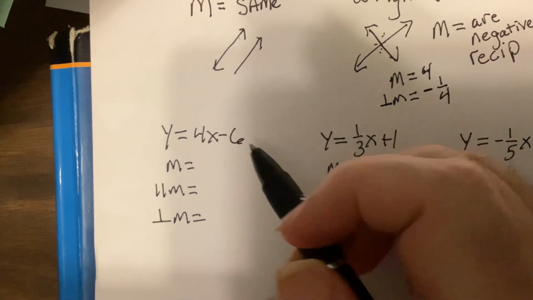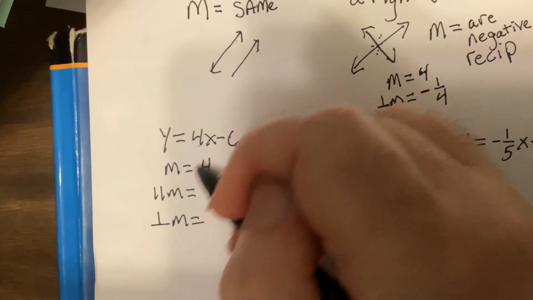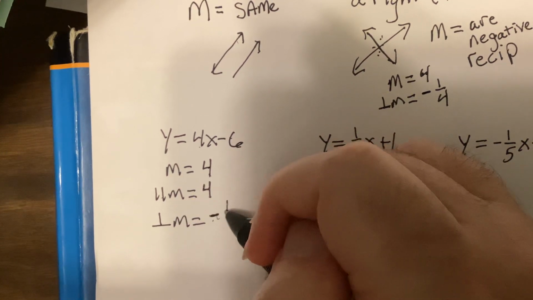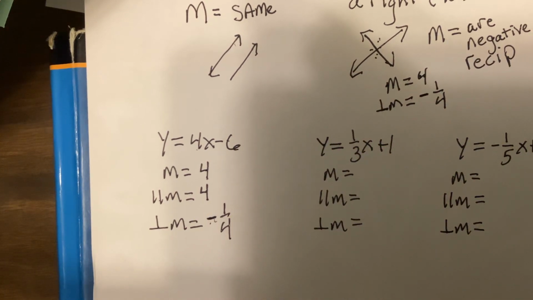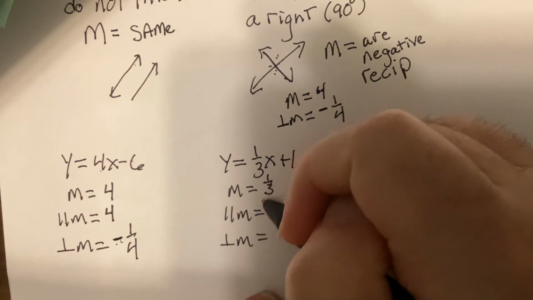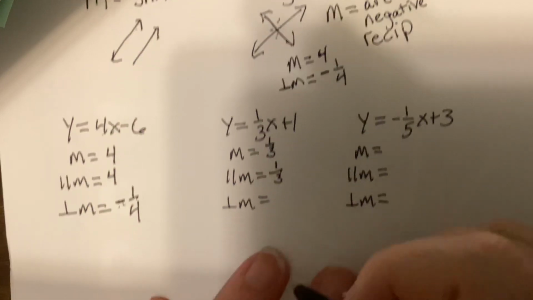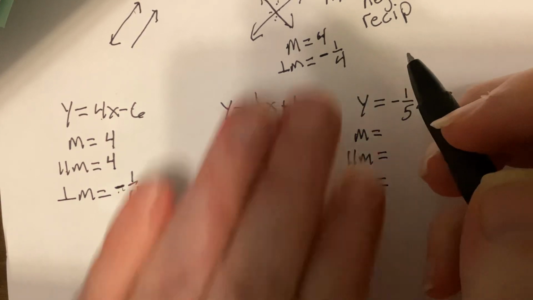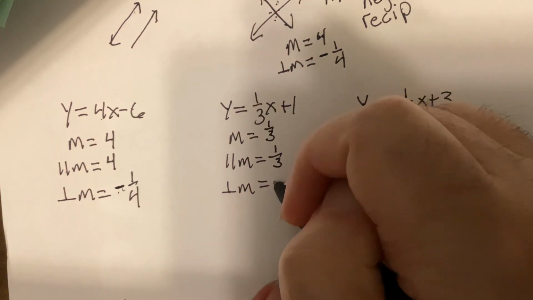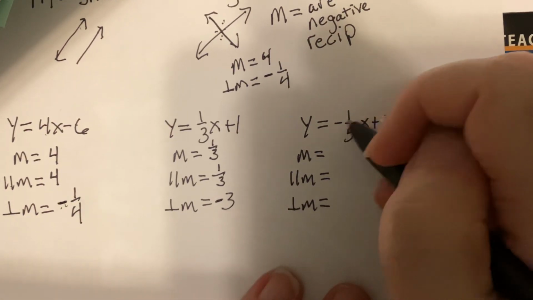So let's look at a problem. What's the slope? 4. So slope would be 4 of this line. The parallel slope would be 4. The perpendicular would be a negative reciprocal. Okay, slope 1/3. So the parallel slope would be 1/3. Then the perpendicular, opposite, flip. Opposite, flip. So this would be -3.